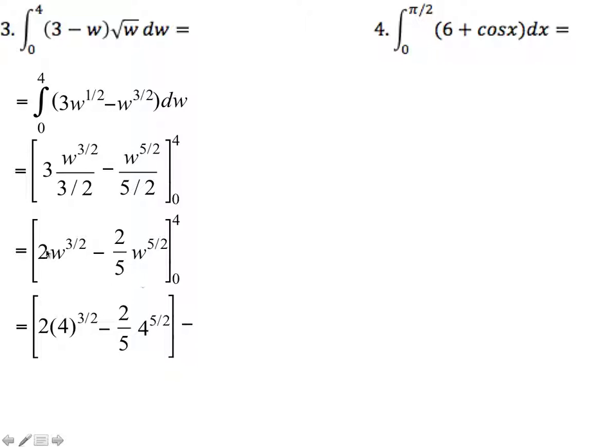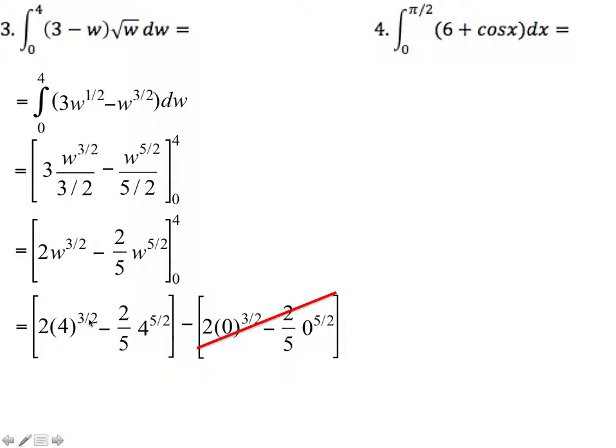And then we're going to evaluate this at 0. So I'm going to put 2 times 0 to the 3/2 minus 2/5 times 0 to the 5/2. If you notice, each term's got a 0 multiplied into it, so that whole thing is going to be 0. So let's talk about evaluating these 2 terms.